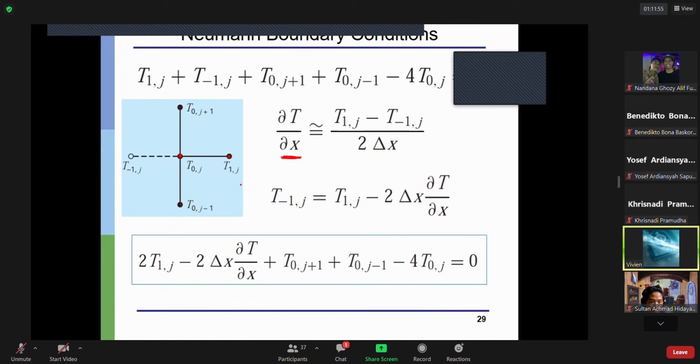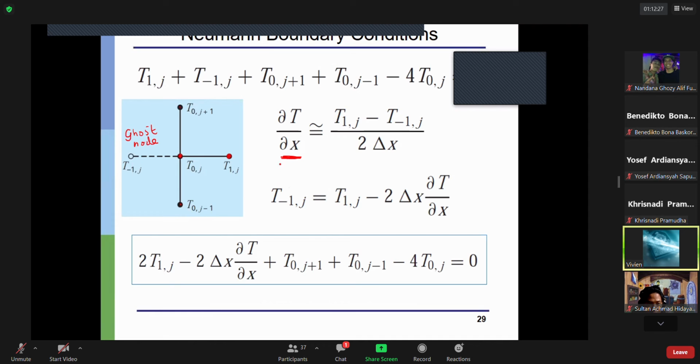Now, because this is located at the boundary, the only point that is available is the interior point. So in this case, we have to provide another point which does not really exist. This is called the ghost node. What is the ghost node? It does not actually exist. It's just a ghost. But we give this to help in the calculation.